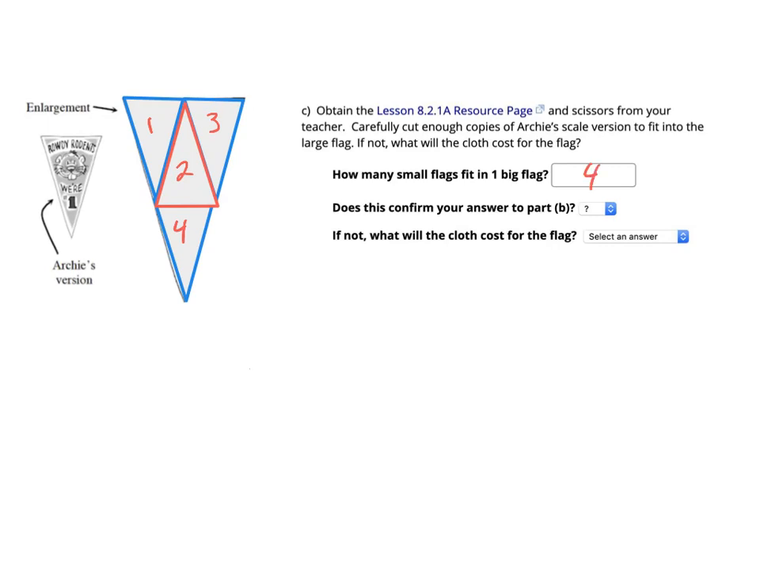Does this confirm your answer for part B? Well, it depends what you put in for your answer for part B. And then it says, if not, what will the cloth cost for the flag? Well, if it is 4 times bigger, then it's going to cost 4 times as much. So we take 4 times $2, which was the cost of the cloth for the original, and we end up with $8. So the cost should be $8 for the enlarged flag.